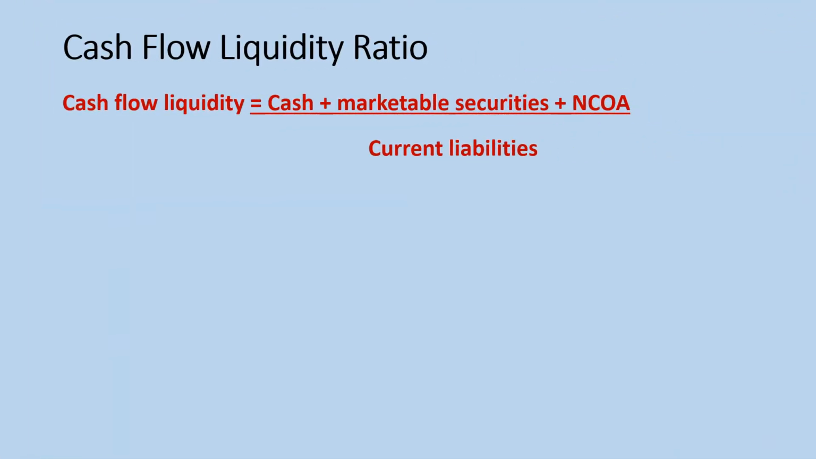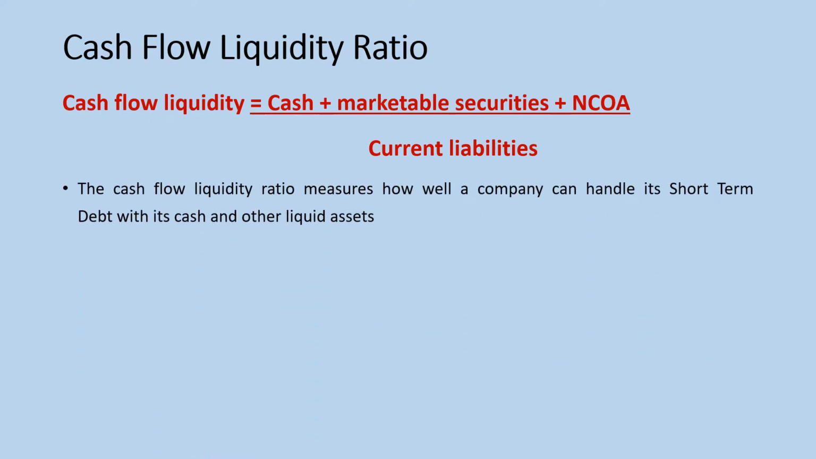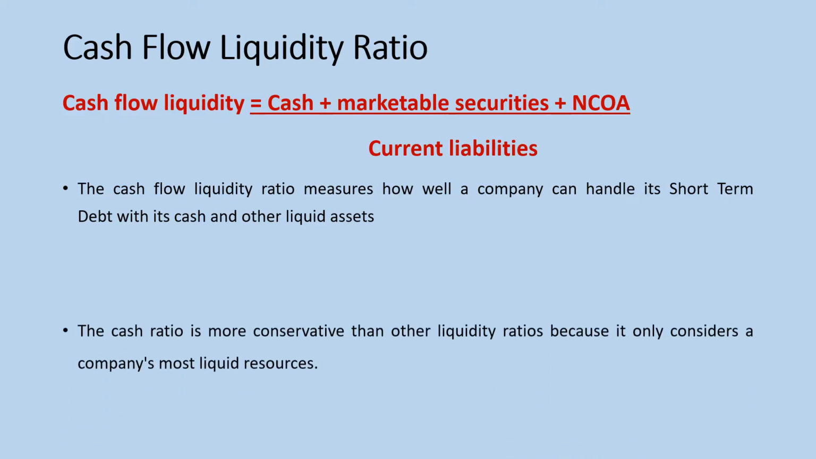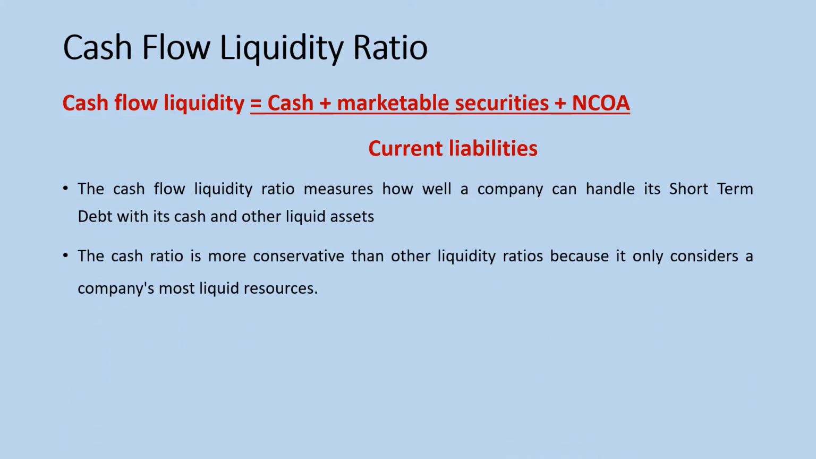Cash flow liquidity ratio only includes the most absolutely liquid funds. The cash flow liquidity ratio measures how well a company can handle its short-term debt with its cash and other liquid assets. The cash ratio is more conservative than other liquidity ratios because it only considers a company's most liquid resources. It determines how successfully a company can manage its short-term debt.